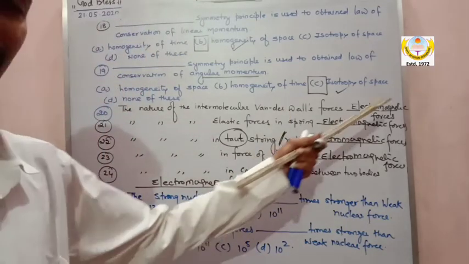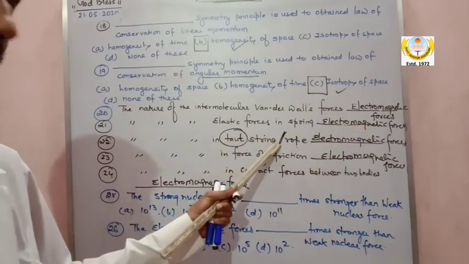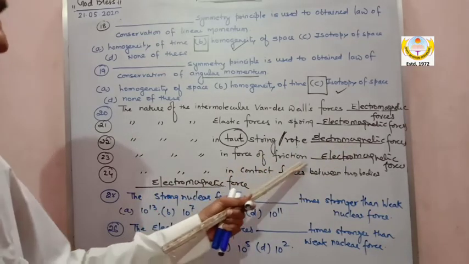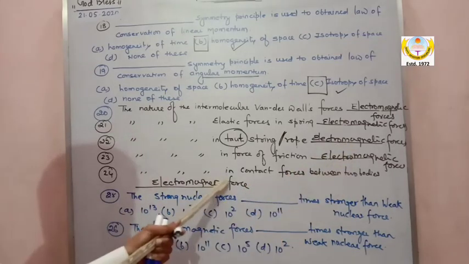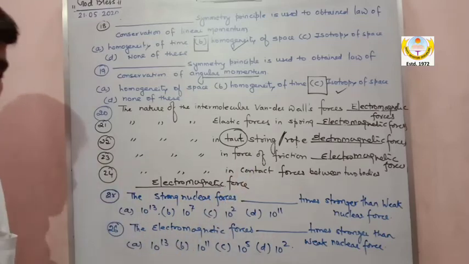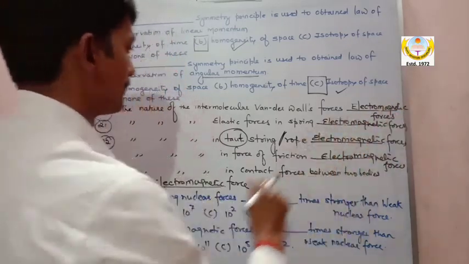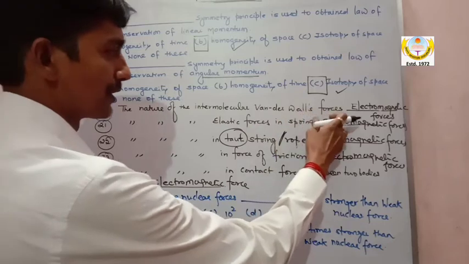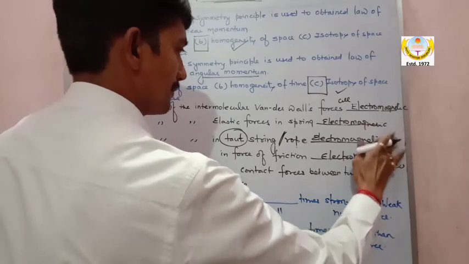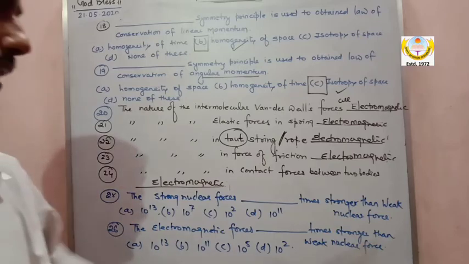Van der Waals forces are electromagnetic in nature. Elastic forces are electromagnetic in nature. Taut string में जो forces होता है are electromagnetic in nature. The force of friction is electromagnetic in nature, and the contact forces between the two bodies are electromagnetic in nature. So my dear, here I have written electromagnetic forces. The nature of intermolecular van der Waals forces is electromagnetic. They all are electromagnetic in nature.